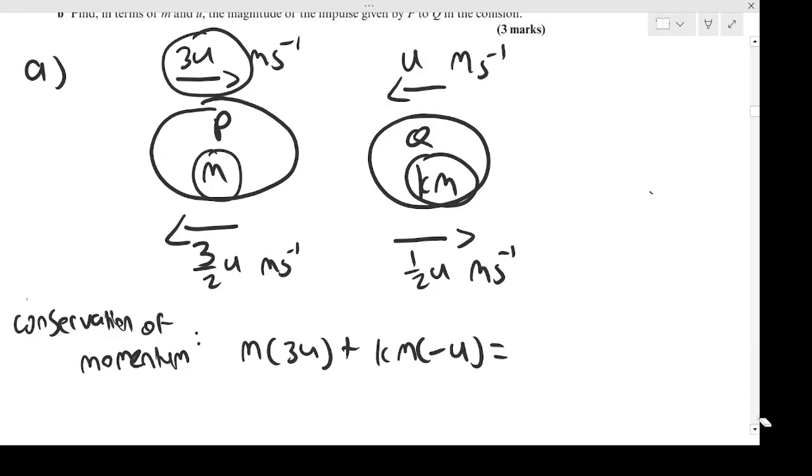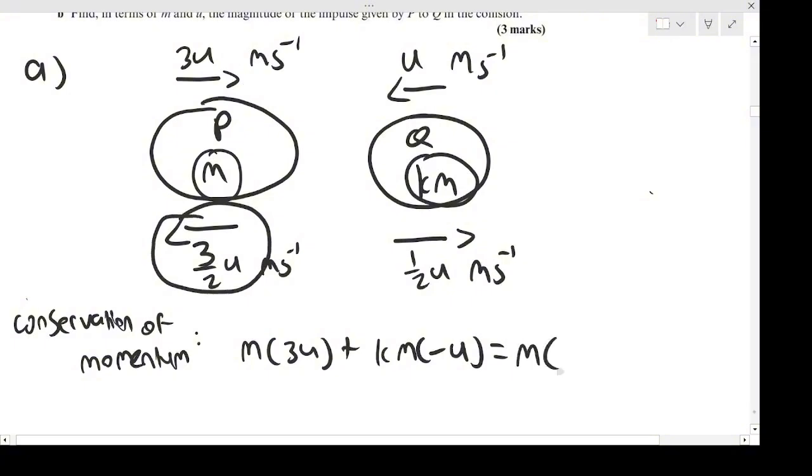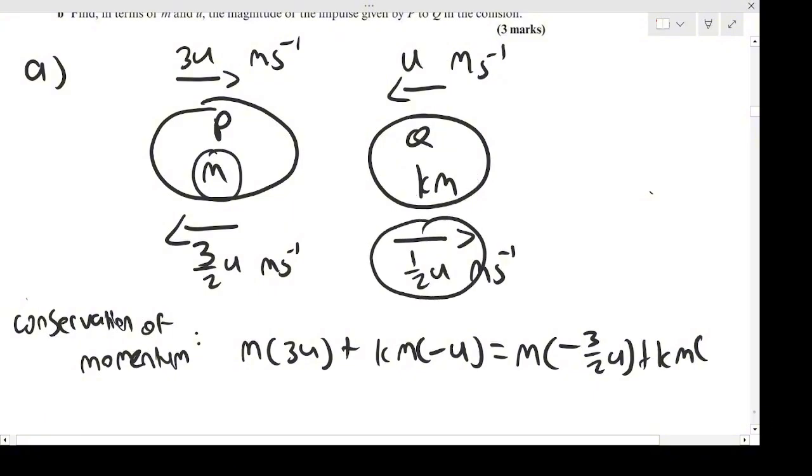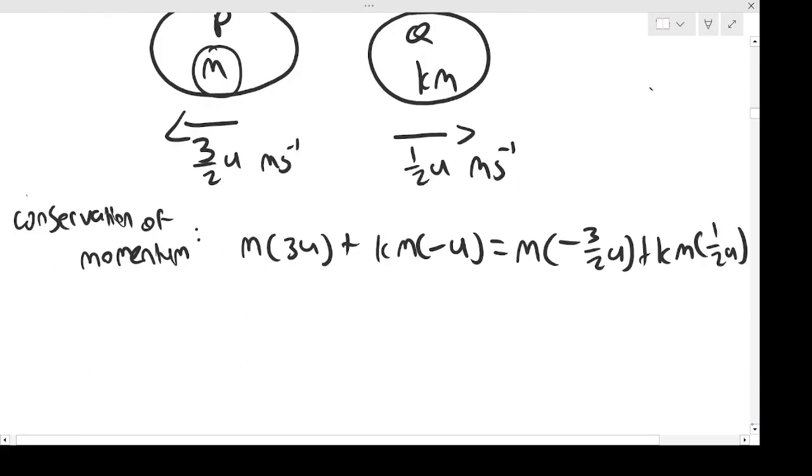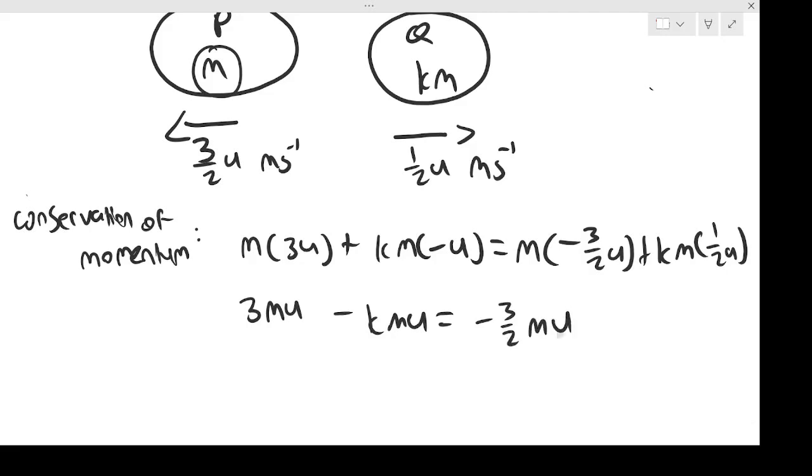Then afterwards, it's going to be m lots of 3 over 2u, but that's also going in the negative direction backwards, so it's minus 3 over 2u instead. And then it's km, and then a half u like that. And there we are, so that's my momentum. Then I can just simplify this equation. So m lots of 3u is 3mu, minus kmu, is minus 3 over 2 mu and a half kmu. Hopefully happy with that.